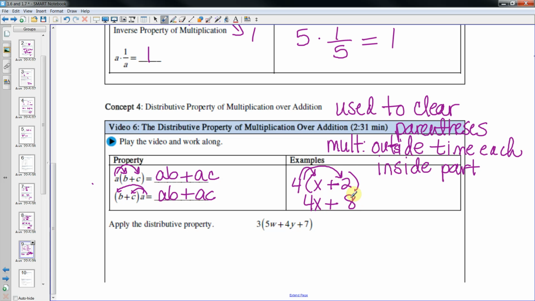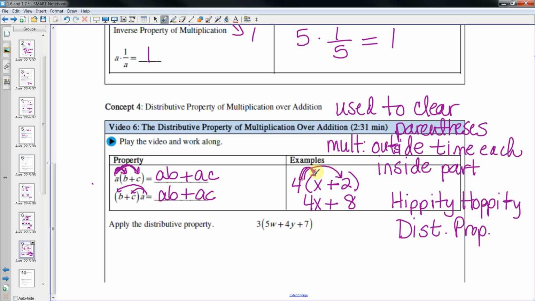Now, the way that I remember this and the way that I teach my class to remember this is to remember hippity, hoppity, distributive property. And the reason I say hippity hoppity distributive property is, see how I've drawn the arrows each time I've done this? Those are like little bunny hops. And so we do hippity hoppity, and I draw those arrows every time I do distributive property. If you draw the arrows when you do distributive property, it just helps you out. So let's do this next one.